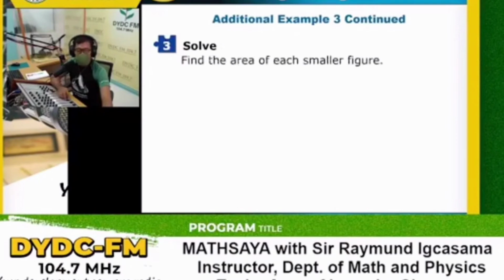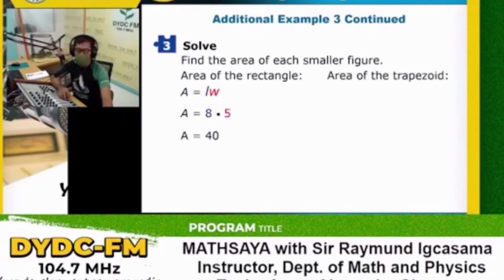For the computation part, find the area of each smaller figure. So starting with the rectangle, we know that the area of a rectangle is length times width. So 8 times 5, that's 40. Okay? And the area of the trapezoid is given by 1/2 times the height times the sum of the two bases. Okay? The base 1 and base 2.